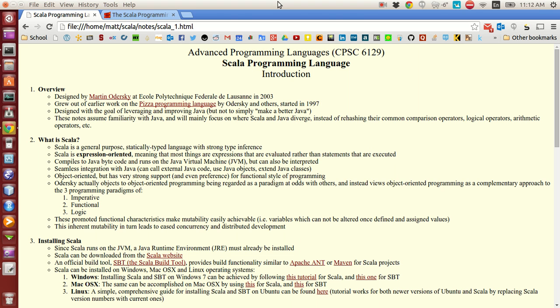It has seamless integration with Java. It can call existing Java code, use existing Java objects. It can extend Java classes.